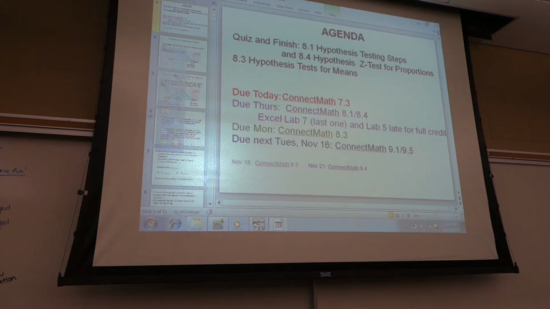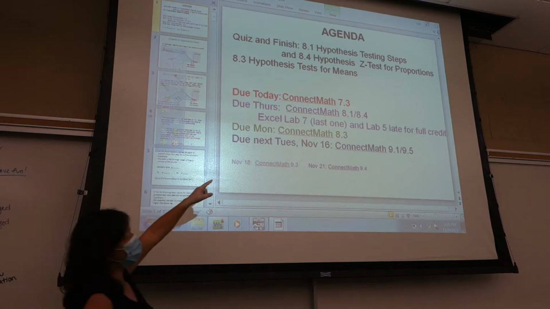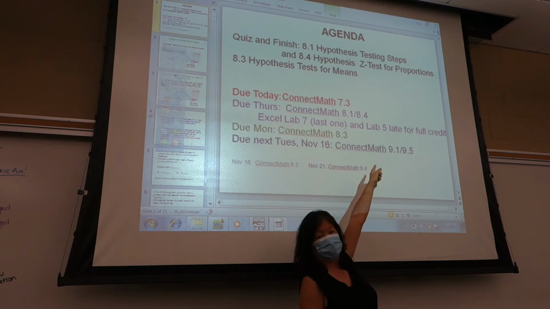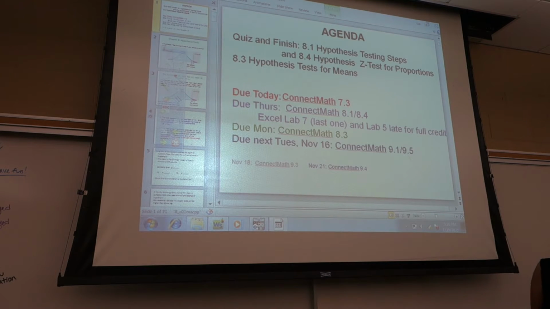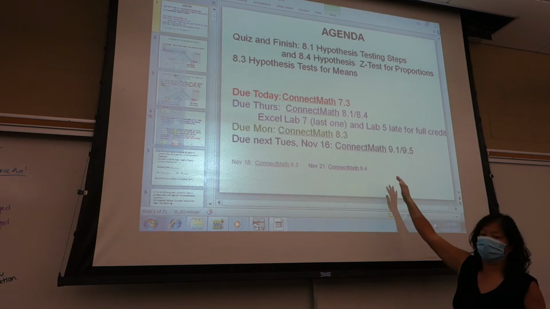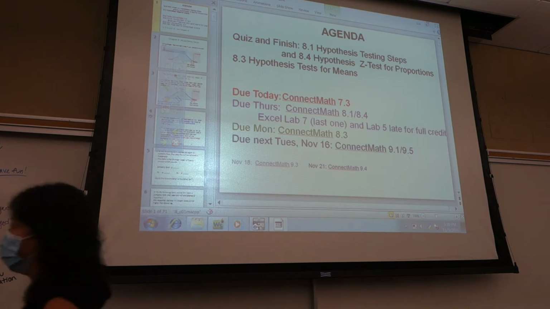You can turn that in late for full credit, though, until next Thursday. This Thursday, you can turn Lab 5 in late for full credit if you haven't turned it in already. After that, you'll lose 10% for each week that's late. Monday, you have Connect Math 8.3 due, and then next Tuesday, we'll start in on Chapter 9 material being due.